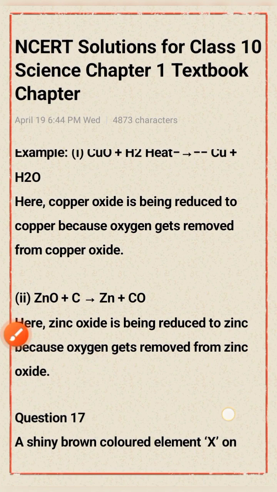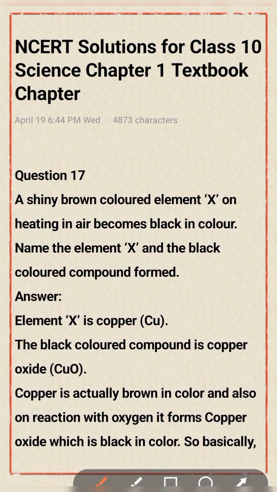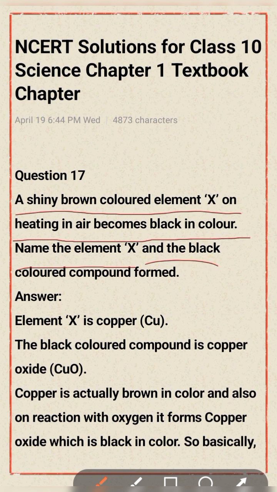Okay, my dear viewers. Next question, question number 17. A shiny brown colored element X on heating in air becomes black in color. What is the name of the element X and the black colored compound formed? That is, X is copper. The black colored compound is copper oxide, CuO.